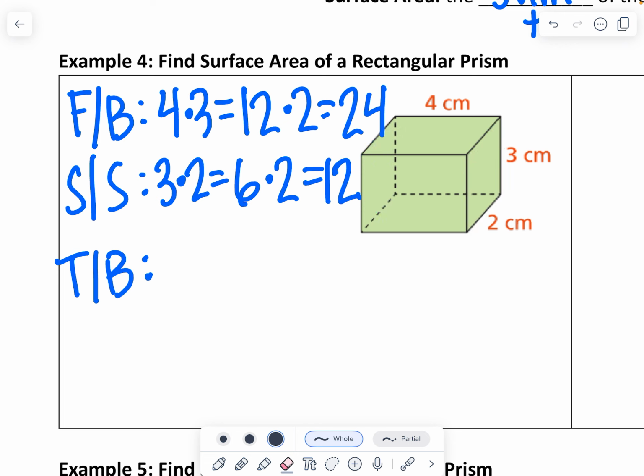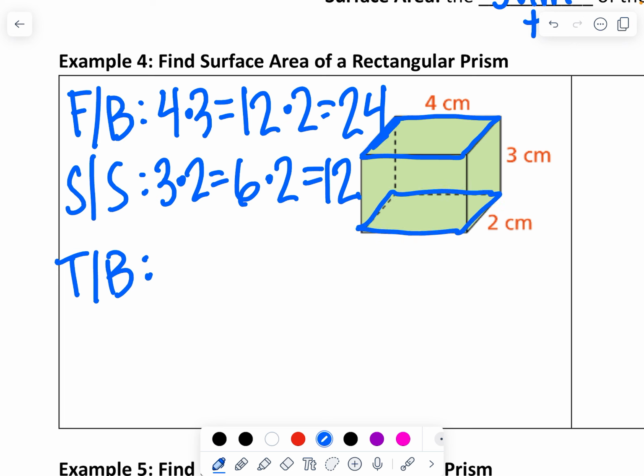And then our last ones are top and bottom. So that's this one and this one. So if I'm looking at the top, I'm going to be using 4 and 3 to find the area. So 4 times 3. No, sorry. Not 4 and 3. 4 and 2, because this right there is 2. So we'd have 4 times 2, which equals 8.